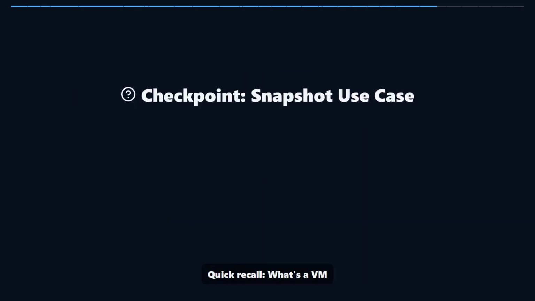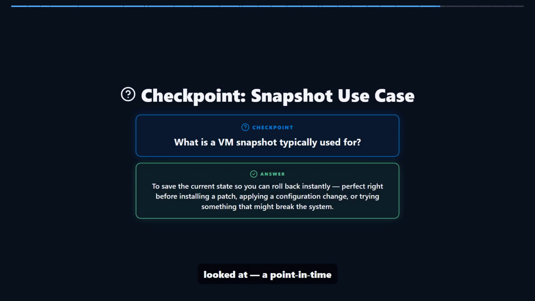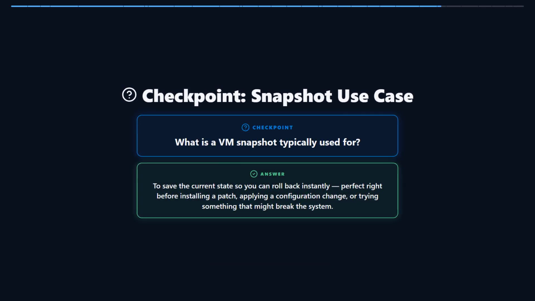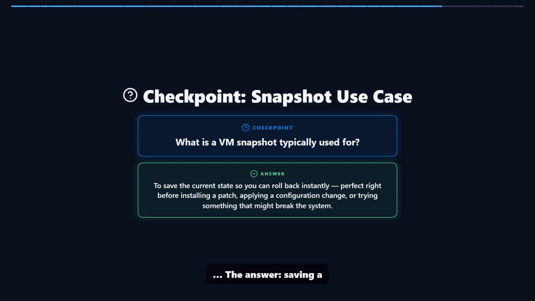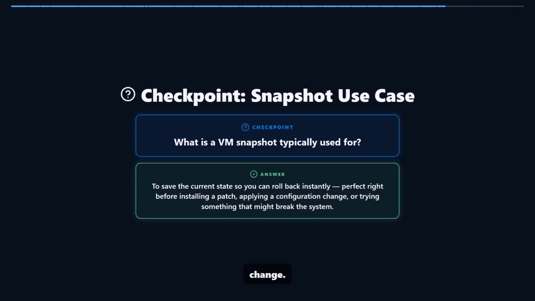Quick recall. What's a VM snapshot typically used for? Think about the diagram we just looked at. A point-in-time save with a revert arrow. The answer: saving a known good state so you can roll back in seconds. Perfect right before installing a patch or making a risky configuration change.